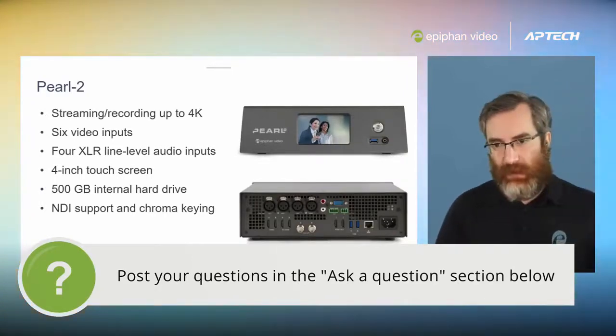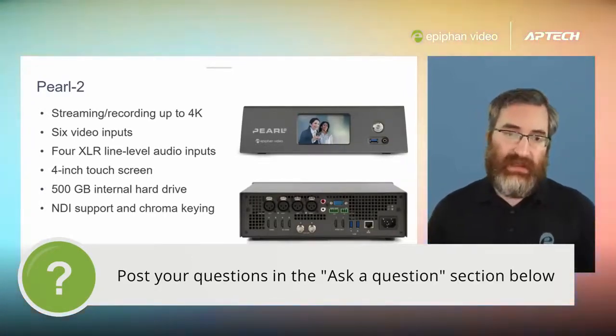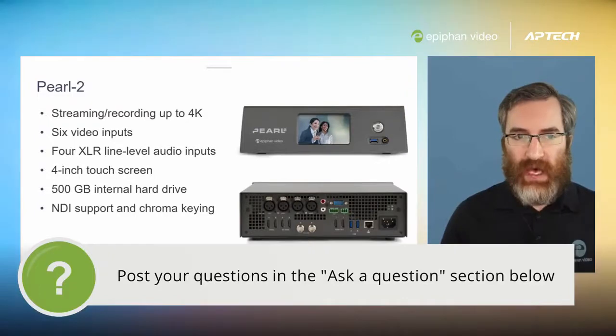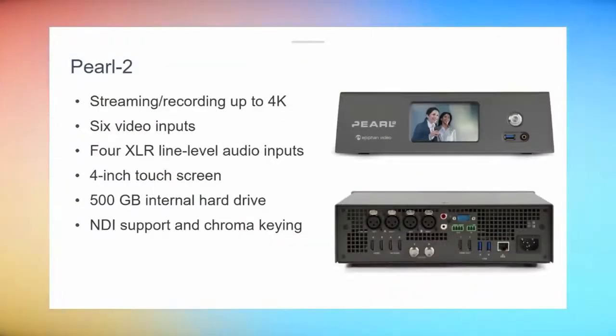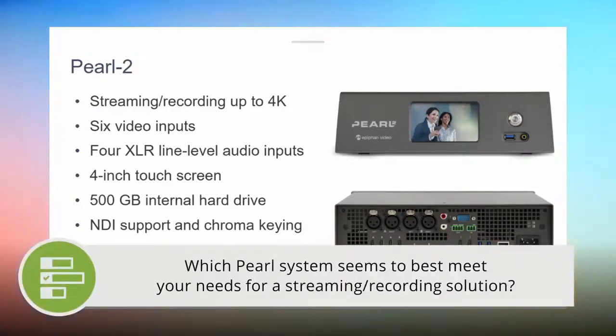So now for the big one, Pearl 2. This is the biggest model in the Pearl line. Pearl 2 can support streaming and recording in up to 4K. It has 6 video inputs, 4 HDMI, 2 SDI. It has 4 XLR line level inputs, which can be 2 separate balanced stereo pairs or 4 mono inputs. They are line level, so there needs to be some sort of preamp or mixer in front of it.